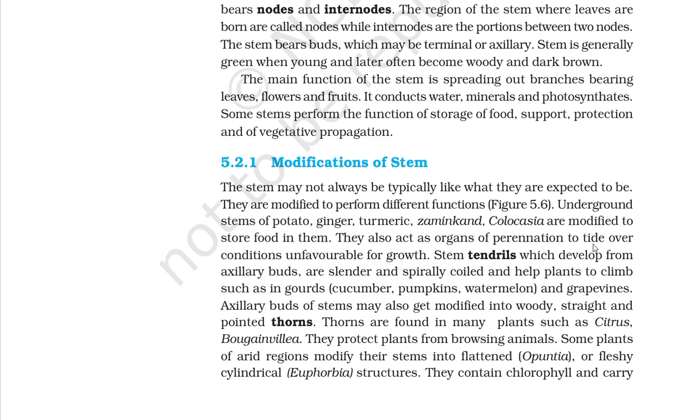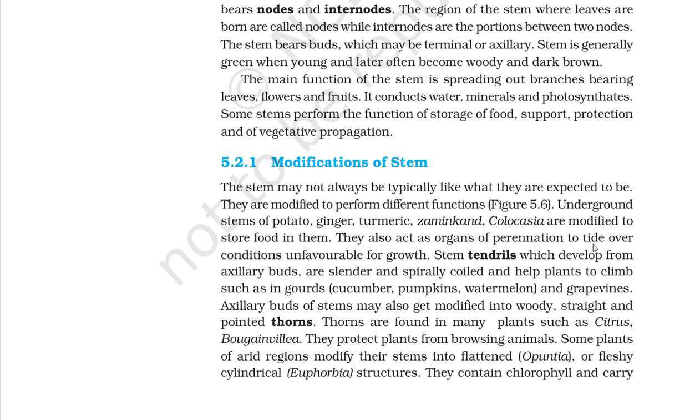Stem tendrils, which develop from axillary buds, are slender and spirally coiled and help plants to climb, such as in gourds and grapevines. Axillary buds of stems may also get modified into woody, straight, and pointed thorns. Thorns are found in many plants such as citrus, bougainvillea. They protect plants from browsing animals.